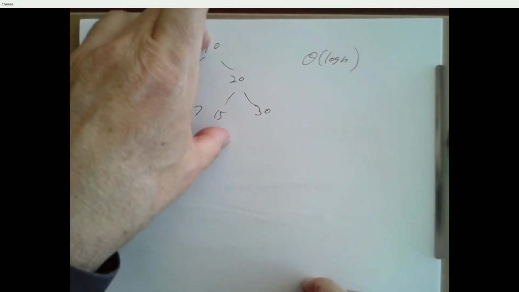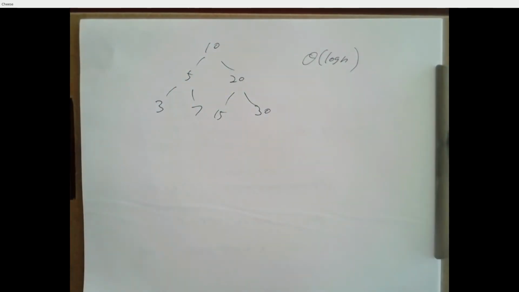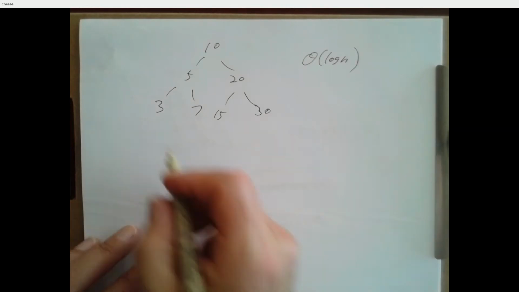It's the height of the tree, and if you have n nodes, the height's roughly log base 2 of n, because your tree doubles in width at each level.